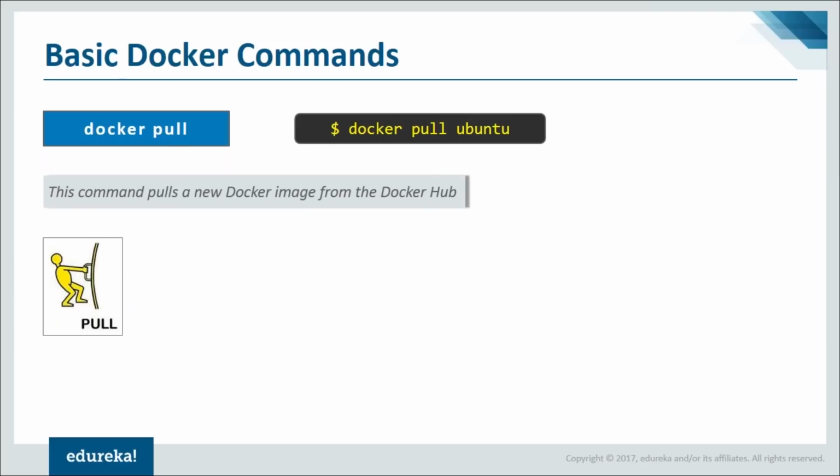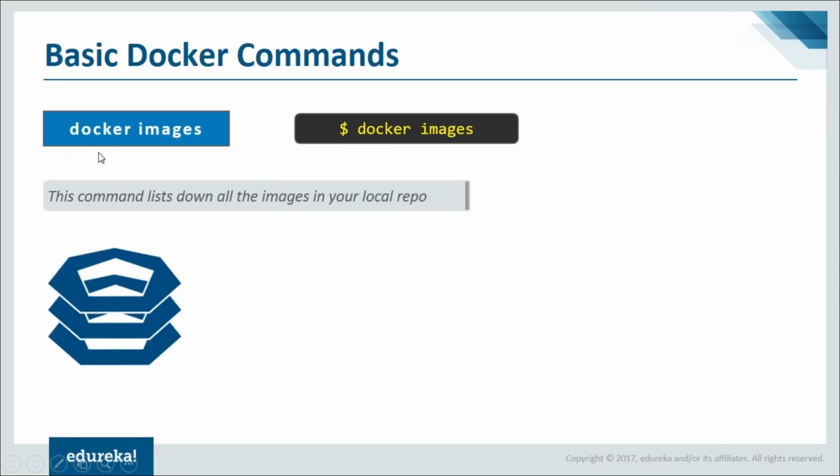Now in the previous command, we do a Docker pull. So for the first time, you will not have any image in your local repository. You will have to pull it from your Docker hub. And when you pull it from your Docker hub, it gets stored in your local repository. And once it is there in your local repository, you can run the Docker images command and then check all the different images.